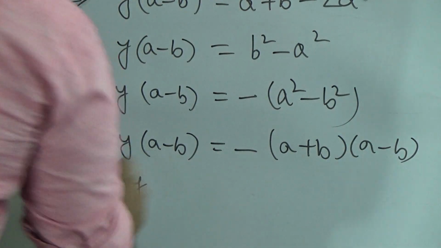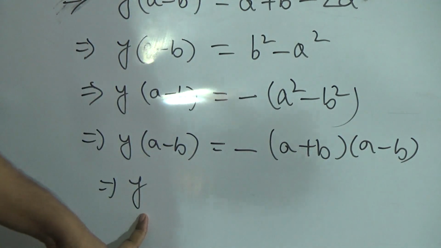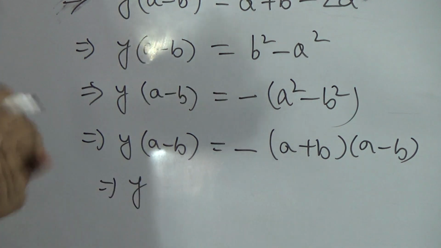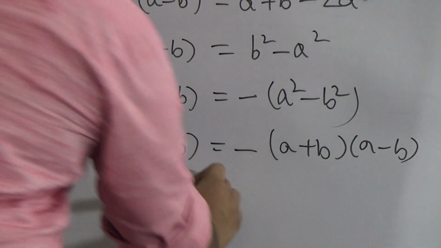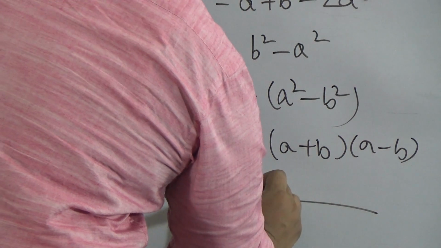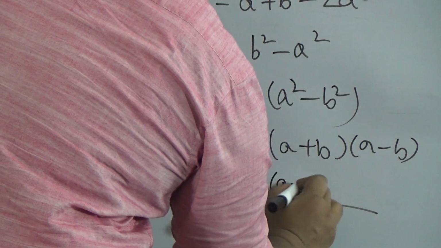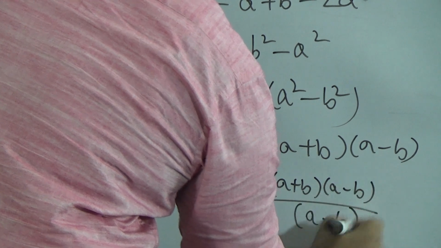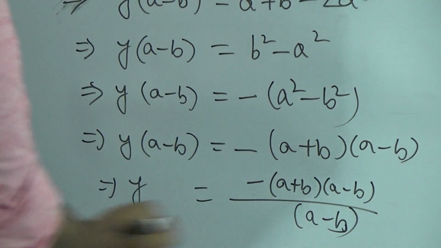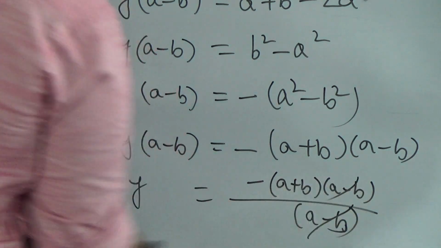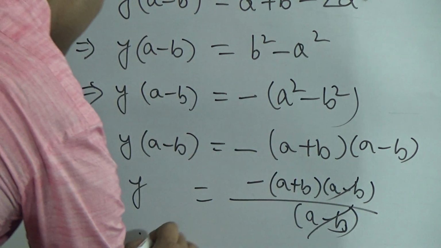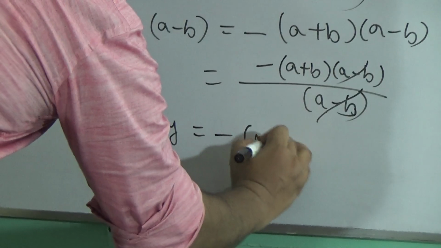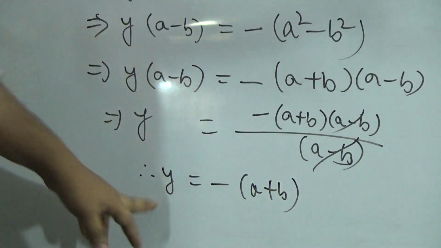Now we need the value of y only. For this reason a minus b changes its position, that means it divides the right hand side, minus a plus b into a minus b, divided by a minus b. Now my dear students, I cancel this a minus b and we are left with y equals minus a plus b. This is the value of y.